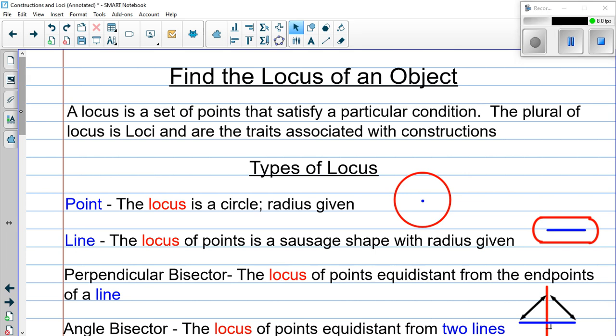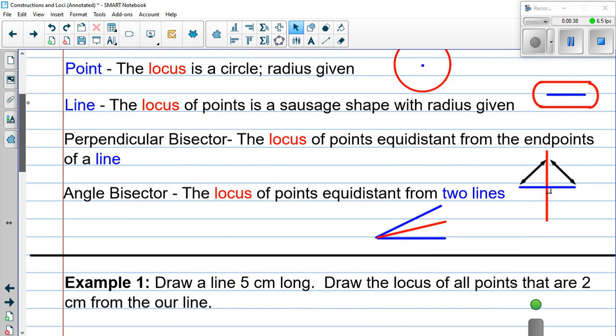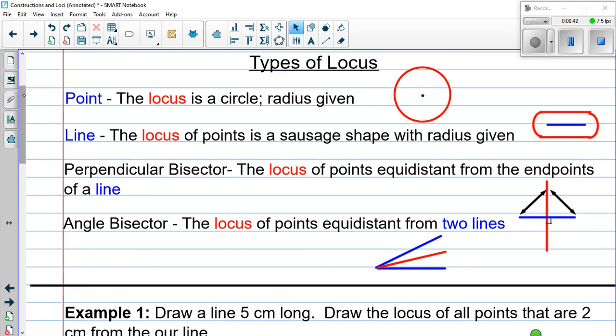So I've kind of went through some of these while we were going through constructions, but now to sum it up and put a bunch of them together. So here we have the types of locus. So for the locus for a point, or is the circle of the radius given. If you have a line drawn, the locus is this sausage shape to the right here.